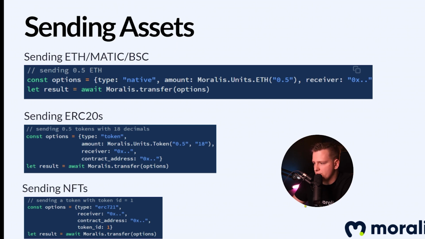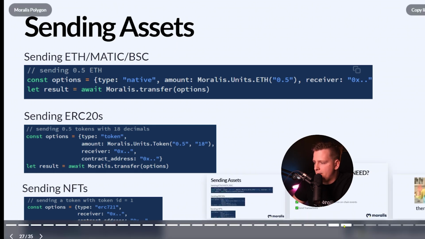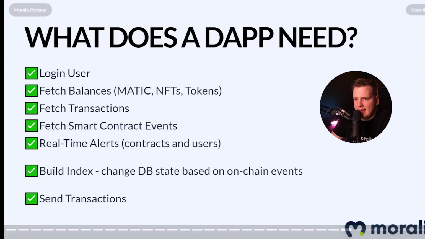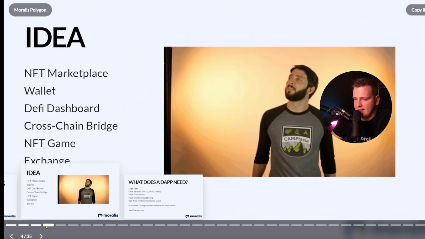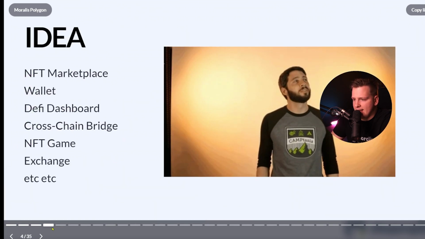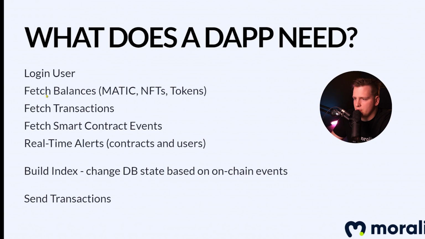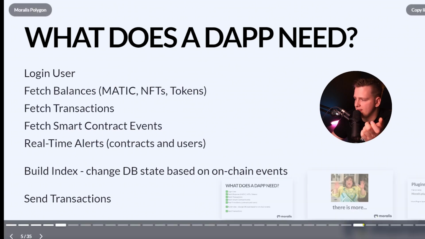You should not be focusing on infrastructure. It's a waste of time. Now, right now, we've discussed most of these features that we outlined in the beginning. You remember when we discussed these ideas, and we said that all of these ideas need the same things. They need to log in users, fetch balances, fetch transactions, fetch smart contracts, and be able to know things in real time and send transactions and build indexes.